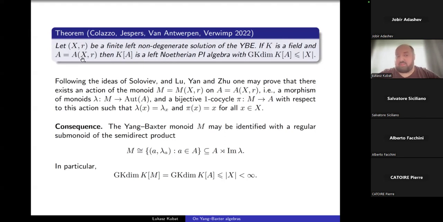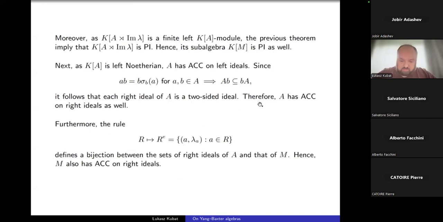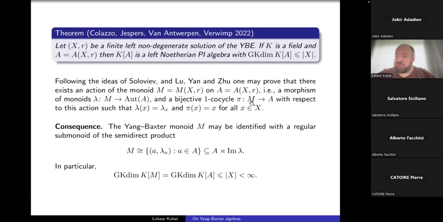semigroup algebra of this derived structure monoid, or structure monoid of the derived solution, is always left Noetherian PI and of GK dimension not exceeding the size of X. So in particular, it's finite. And now there is a trick which allows to connect the information about the algebra K[A] and the algebra K[M], where M means the structure monoid of our original solution. And the trick is the following: first, there is an action of the monoid M on the monoid A via automorphism, and there is a bijective one cocycle with respect to this action.